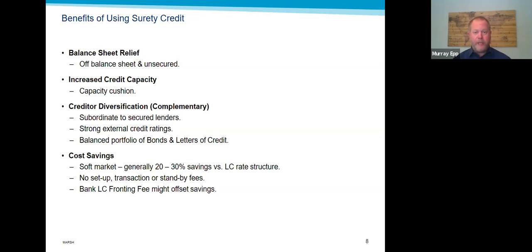And I say the base rate letter of credit structure because with bonding, there's not the death by 1,000 cuts that you might experience from your bank. There's no service fees, setup fees, transaction fees, or standby fees and commitment fees for dormant capacity. So there's certainly benefits beyond just the rate comparison. On the flip side, however, if you do establish a relationship with a surety company who's going to backstop bank fronted letters of credit, the banks will charge a fronting fee that might offset those savings.